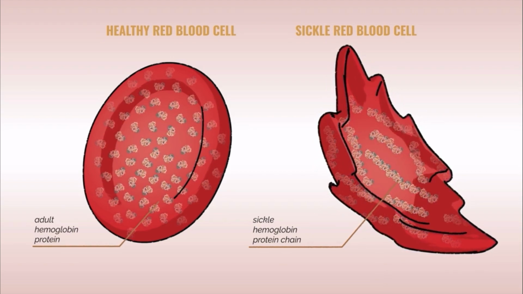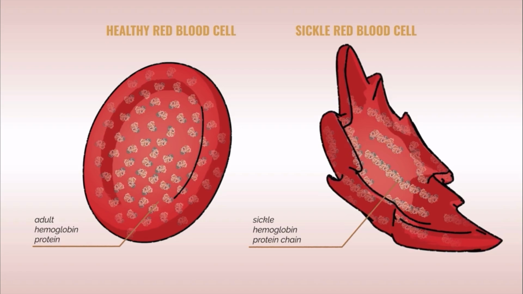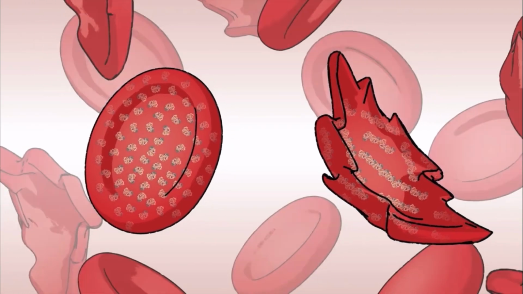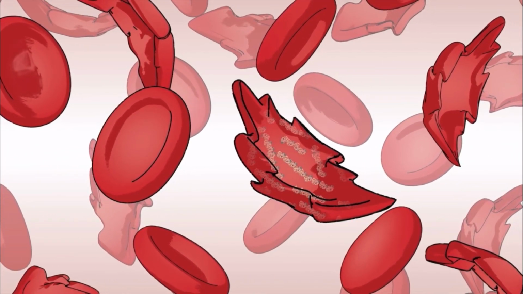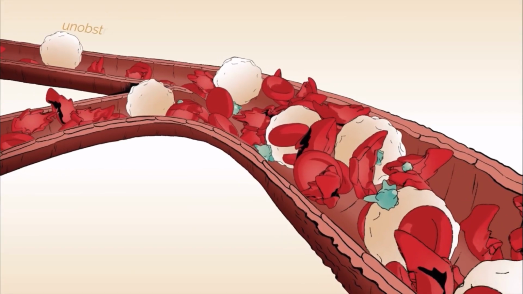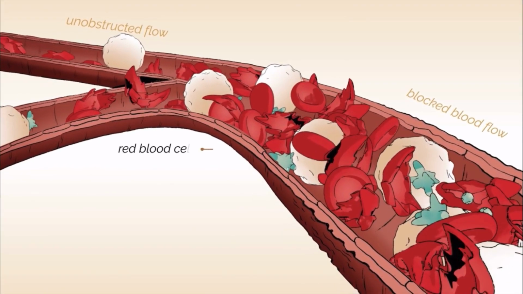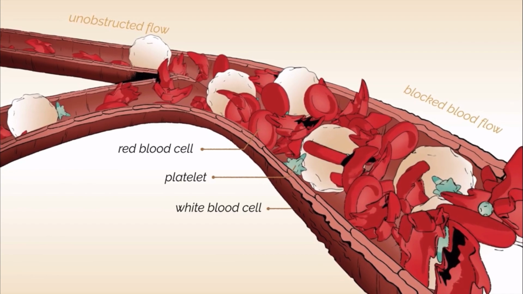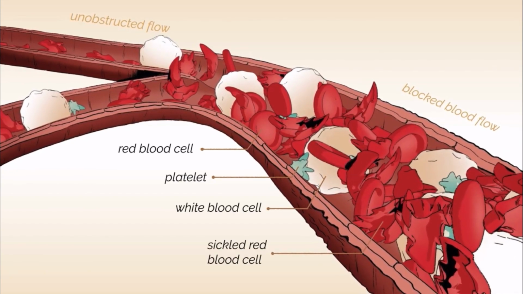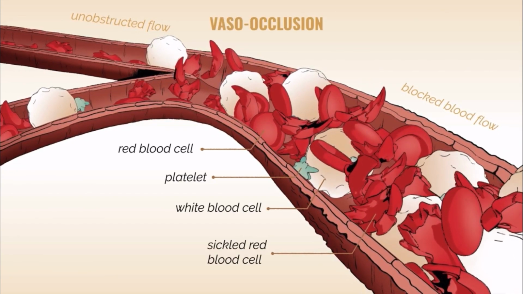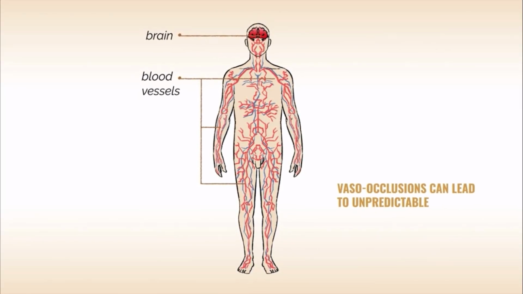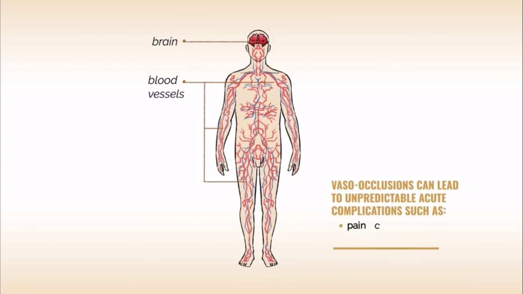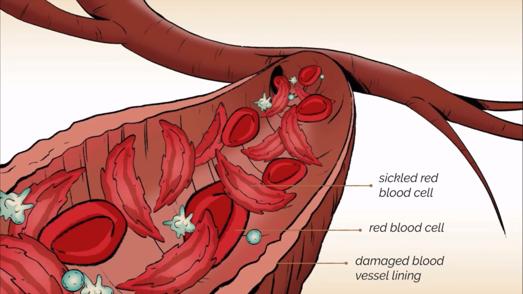Many sickle hemoglobin molecules in the cell and their subsequent polymerization are the ultimate cause of sickling in red blood cells, as well as the associated symptoms and complications of sickle cell disease. These sticky red cells clump together, stick to other blood cells, and stick to blood vessel walls to block blood flow. This is called vasoocclusion. Vasoocclusions can lead to unpredictable acute complications like pain crises or a stroke.